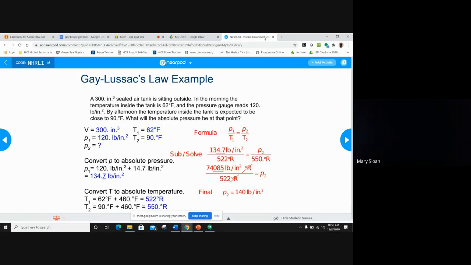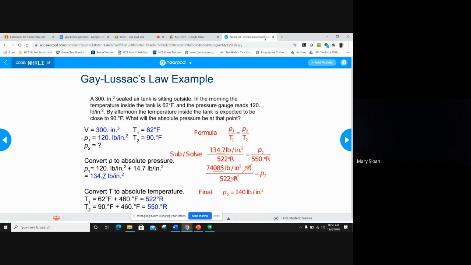Now, let's look and see what they've done. First of all, they converted the pressure, correct? So I wrote down 120, but if I add 14.7, it's 134.7. So let's change that. So the first thing they did is change the pressure. Next thing, we're changing the temperature. How are we changing the temperature? What are we adding to the Fahrenheit to get Rankine? 460. 62 plus 460, so I got 522. I'm taking theirs, 550. Does everybody agree?